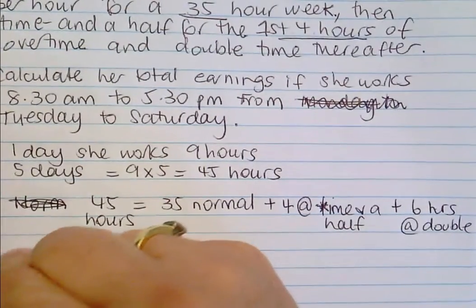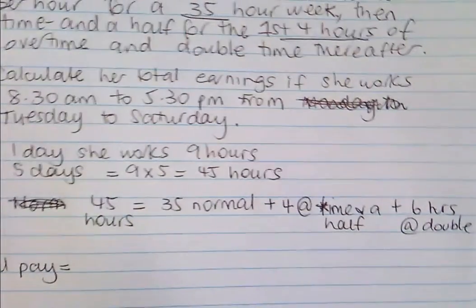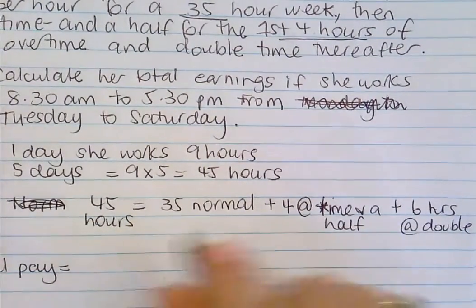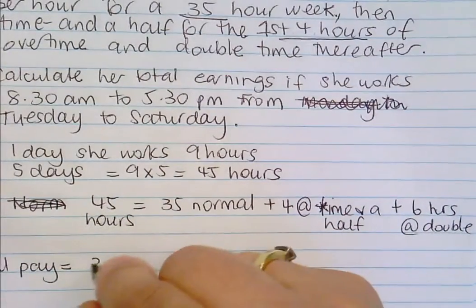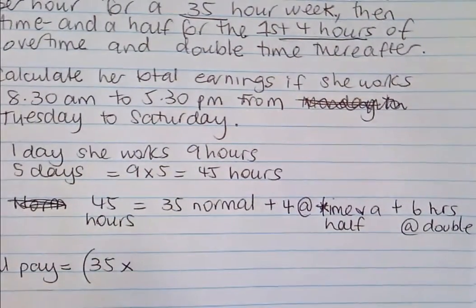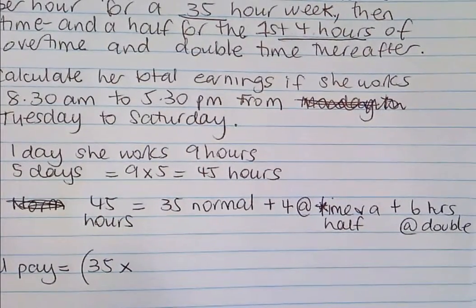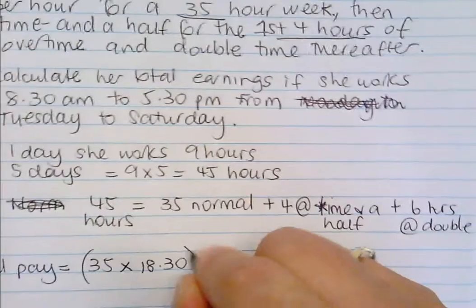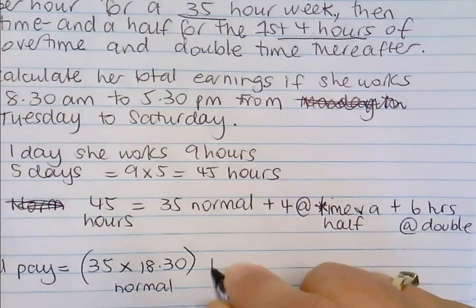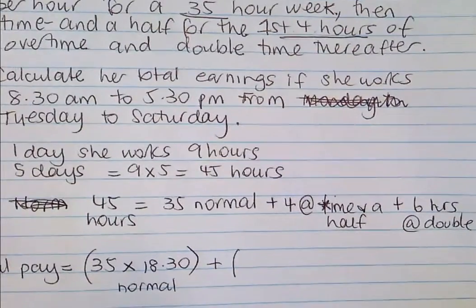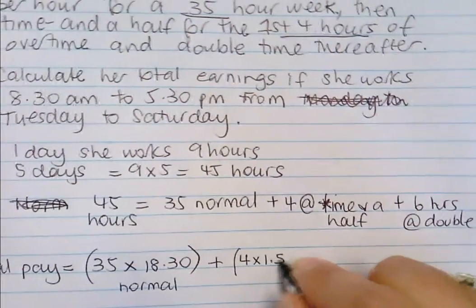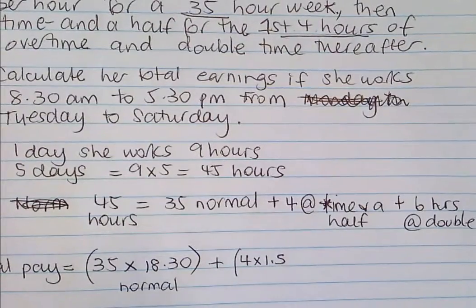So, therefore, the total paid, but you need to put brackets around each section so that we know what you're doing. So you break it up. We've got 35 hours of normal times what? What's the hourly rate? Times $18.30. That's your normal. I'm going to write normal under here. Plus, how many hours at time and a half? 4 times 1.5. Now, what's 4 times 1.5, girls? You can do it on your calc. It's 6 hours. So when you work 4 hours at time and a half, you're getting 6 hours pay.